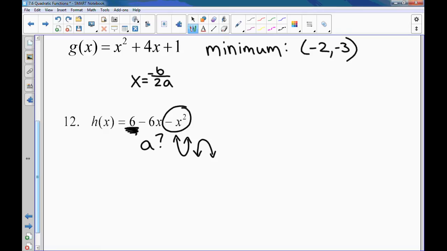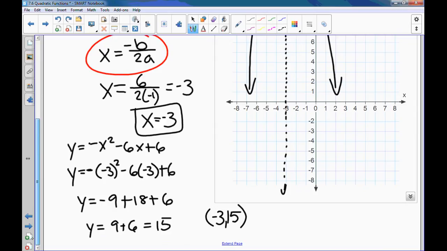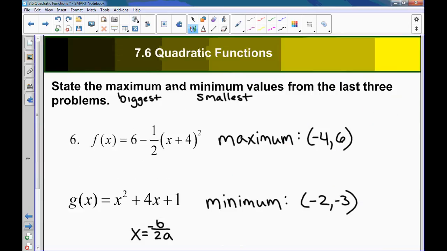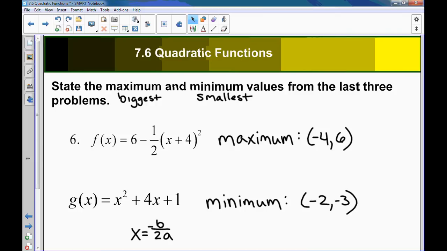Since the x squared term is negative, it's going to open down, so therefore it's going to have a maximum value. And just to refresh our memories, that maximum value was (-3, 15), which also served as the parabola's vertex. So far we've talked about how to graph something when it's not in that cookie cutter equation that we talked about in 7.5. And we're also going to learn about maximum and minimum problems.